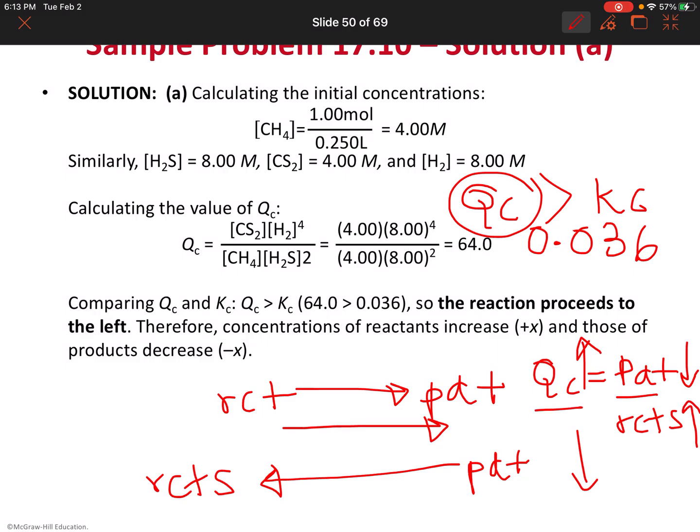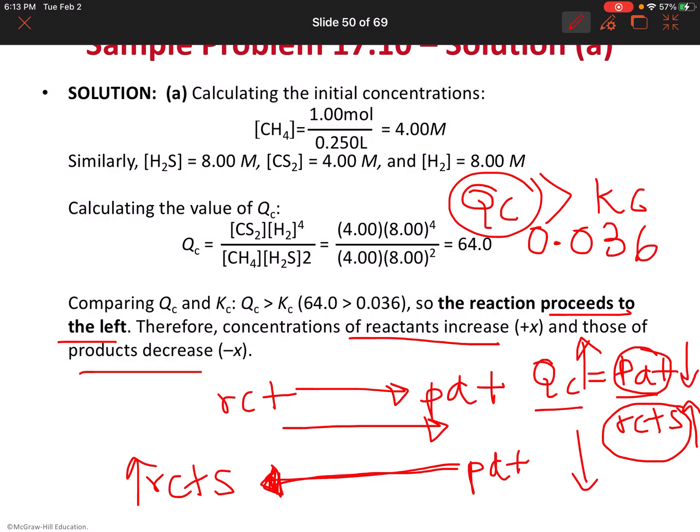So as a result, the reaction proceeds to the left. Therefore, concentration of reactants increases and those of the products decrease. So the overall reaction will proceed to make more reactants. By increasing the reactants, you are increasing the denominator and lowering the products, meaning you are lowering the numerator. So the Qc will come to the 0.036, which is the Kc at equilibrium. Okay, so we can predict which direction a reaction should proceed.